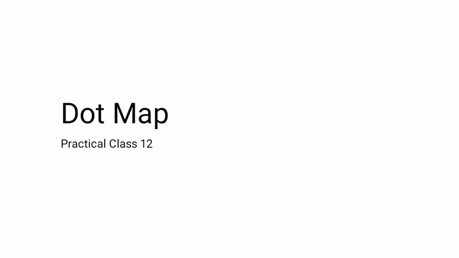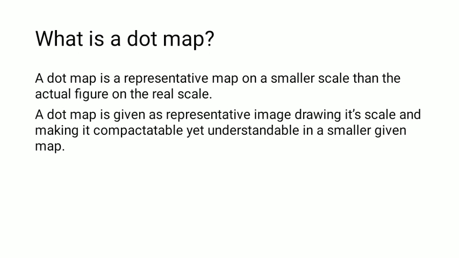So, what is a dot map? A dot map is a representative map on a smaller scale than the actual figure on the real scale. Now this is nothing but just a definition. Now this explains nothing. So if the question comes, what is a dot map, this is the definition that you give. But from this, we understood nothing.